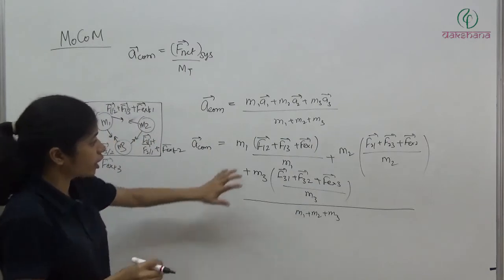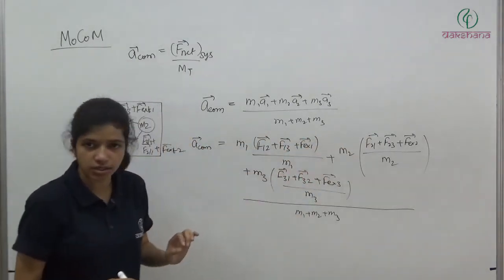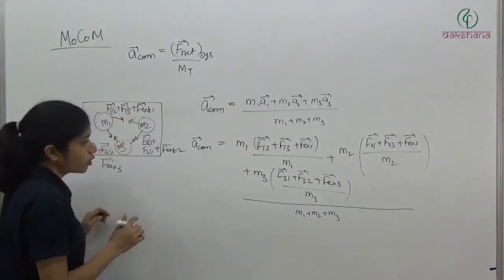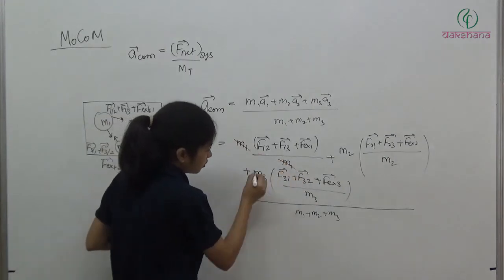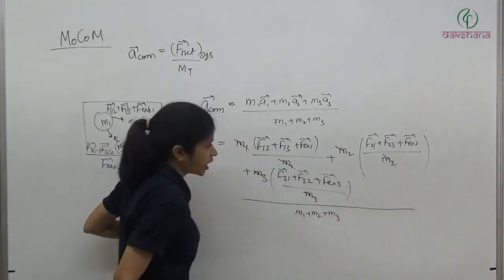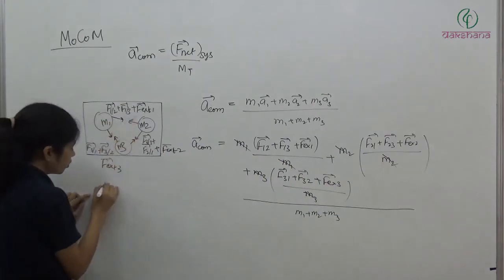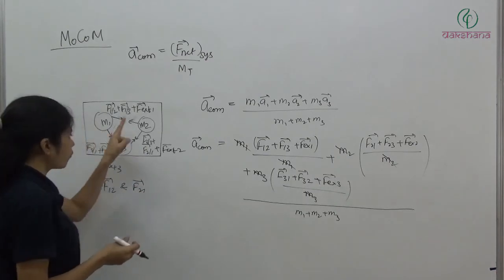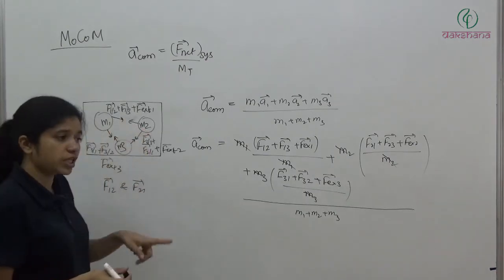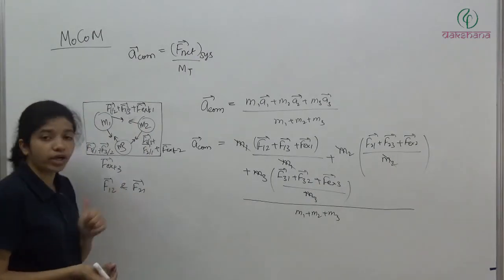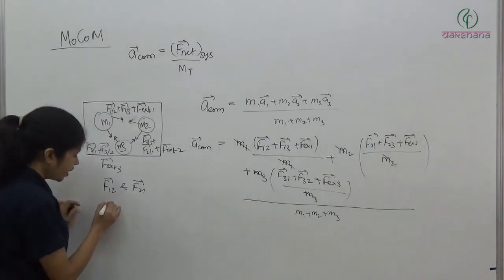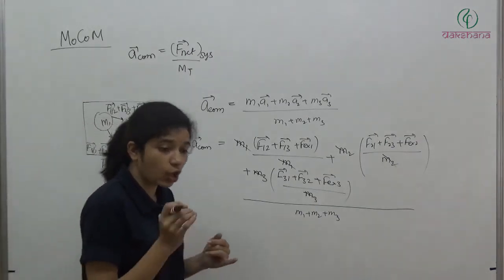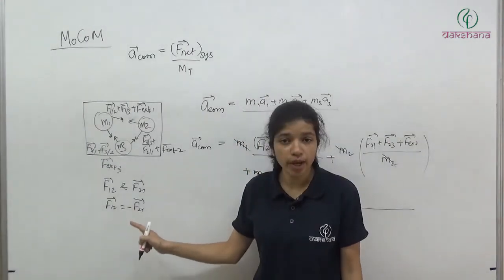So here we have the individual accelerations of all these three particles. Now what I can write, the masses will get cancelled. Now F12 and F21 are an action-reaction pair. One particle applies a force on the other and it applies the same force back in the opposite direction. So F12 and F21 are equal and opposite. So I can write F12 is equal to minus of F21. They are equal and they are opposite.